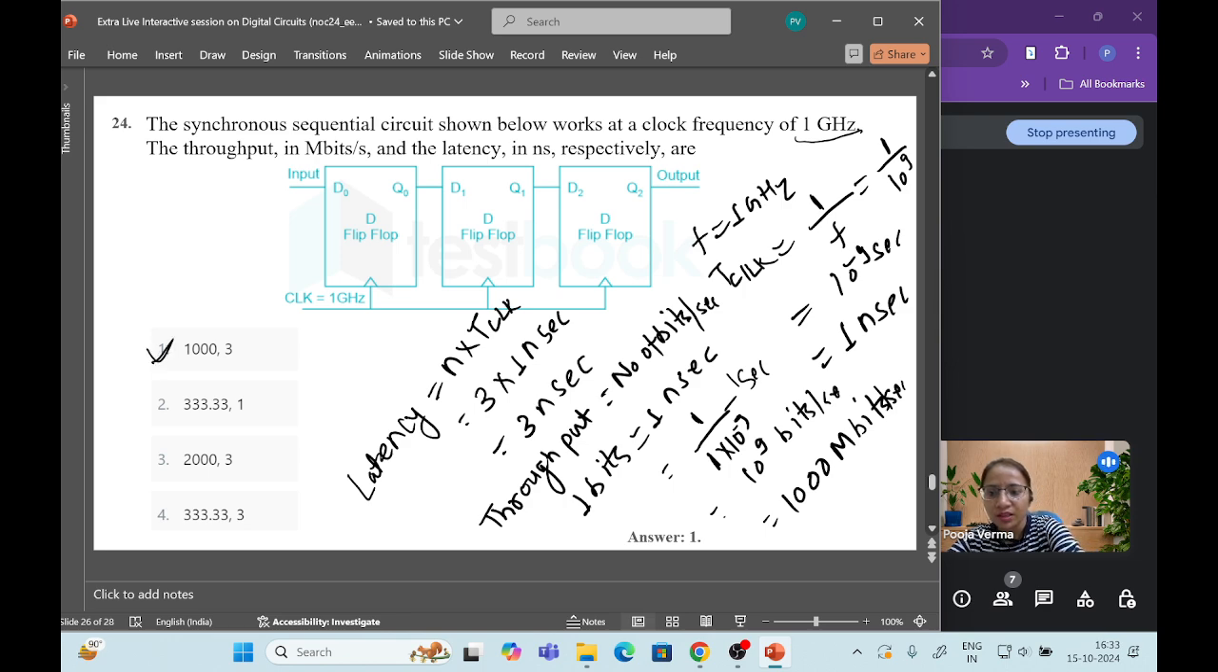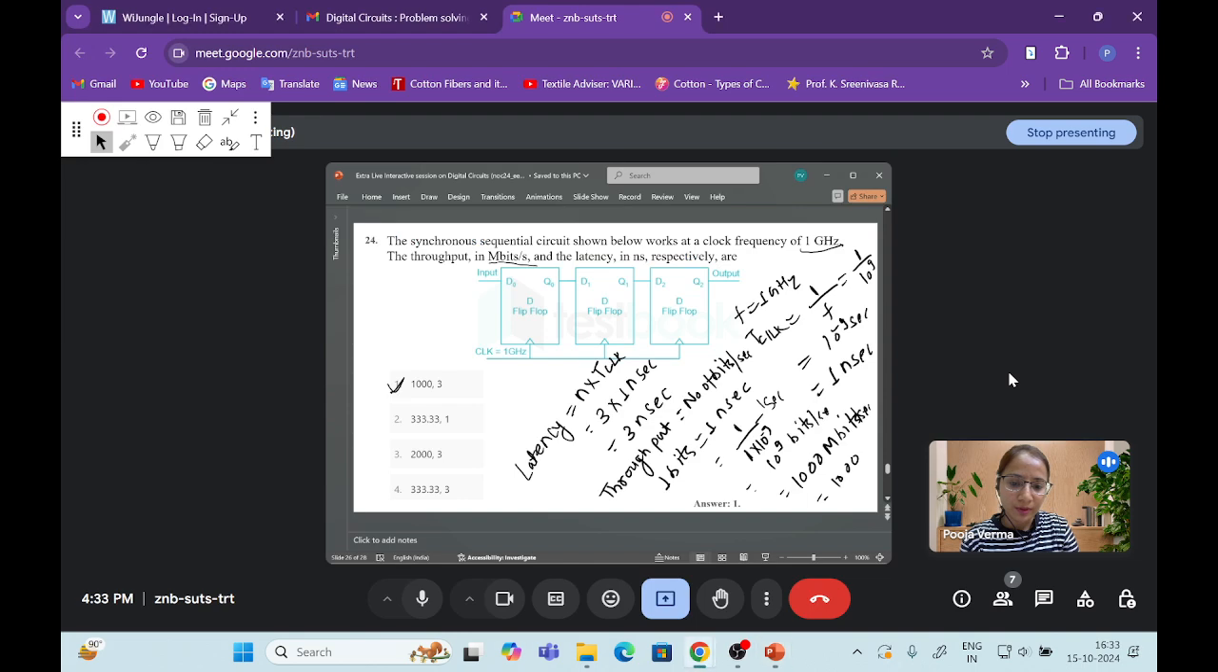So option 1 is the correct answer. The latency is 3 nanoseconds and throughput is 1000 megabits, because it is already given in megabits, so you can write 1000 only. Okay, 1000 megabits per second. So I hope you are getting it. If you have any doubt, you can ask. Otherwise, we can move to the next question. Anyone of you have any doubt, or we can move to the next question.